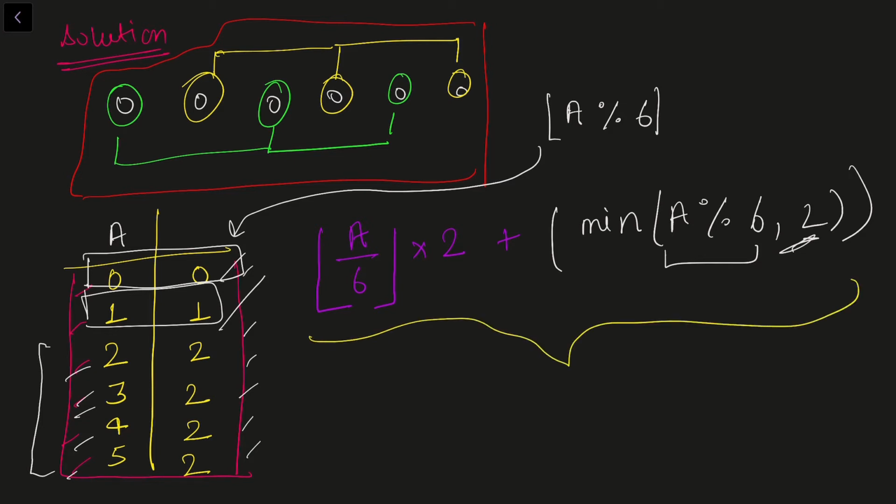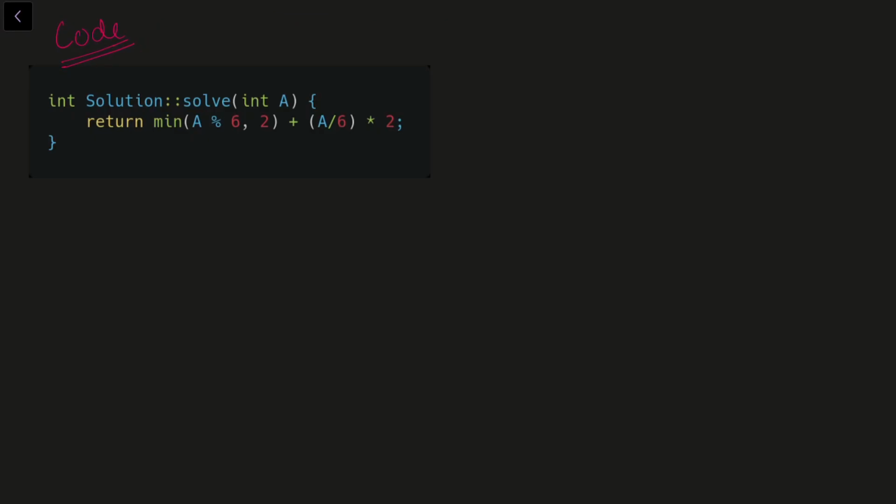Now let's move on to see the pseudocode of this problem. Now let us talk about the pseudocode, which is quite straightforward. Basically, we are creating the batches of 6, then we are multiplying it by 2, because a batch of 6 needs 2 operations. Then after that, we are returning minimum of A mod 6 comma 2.